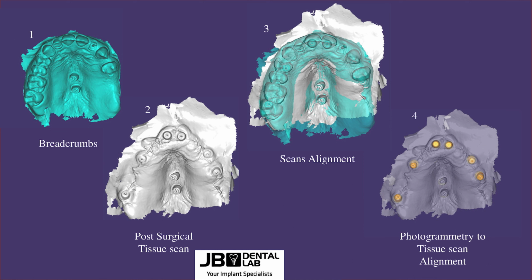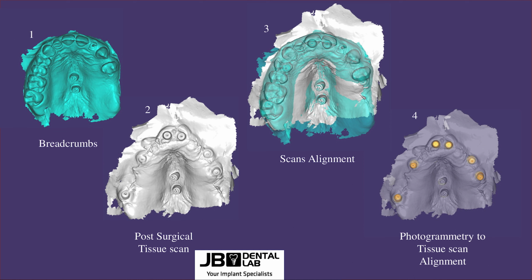Just to go over these records again, here's a streamlined look at what all of these images will look like on the day of surgery. Number one is our breadcrumb scan. This is our scan with all of the patient's existing teeth and soft tissue in place with our markers in the palate. Number two is our post-op white cap scan. Here you can see the markers are still in the palate, and we have our multi-units in place with white cap healing caps on the multi-units.